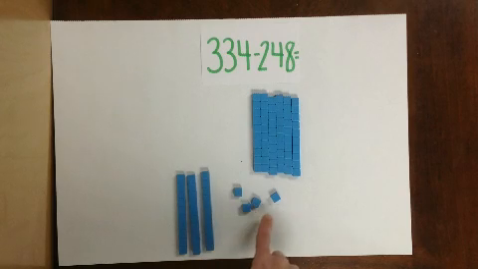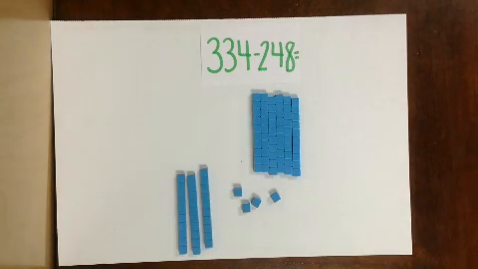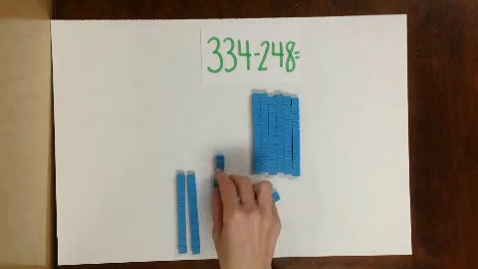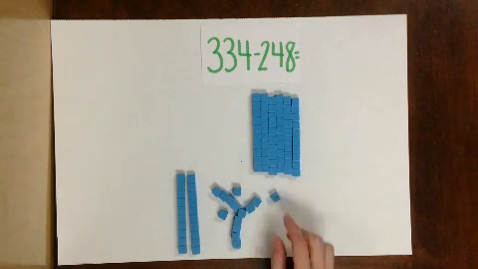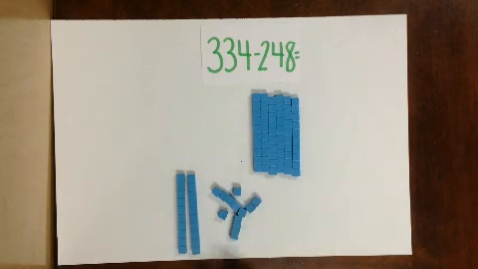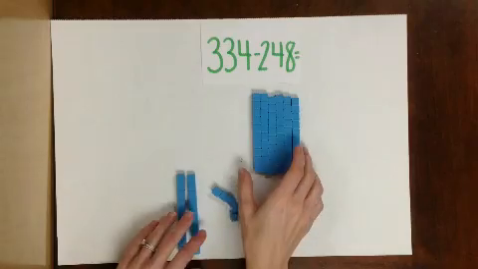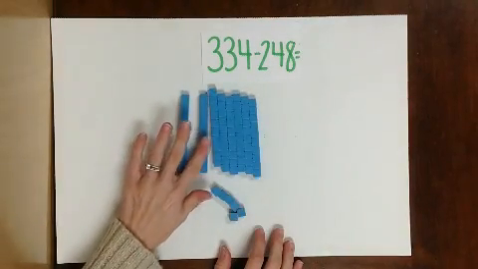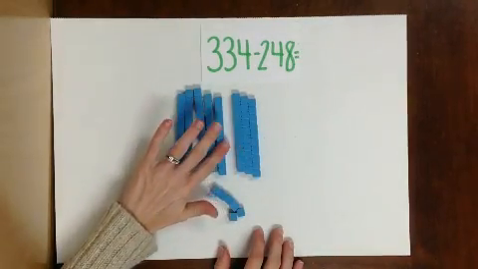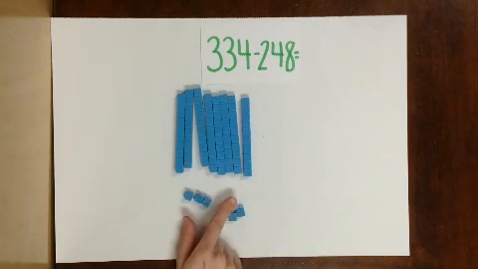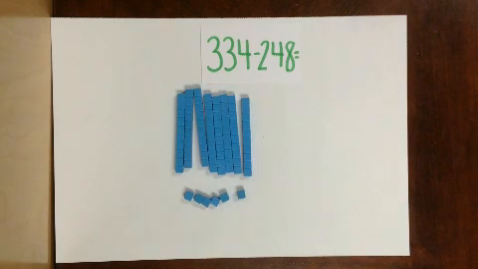However, we don't have enough ones, so we need to decompose a 10. Take away the 10, and in its place, leave 10 ones. Now we can subtract 8. 1, 2, 3, 4, 5, 6, 7, 8. We have 10, 20, 30, 40, 50, 60, 70, 80, 81, 82, 83, 84, 85, 86.